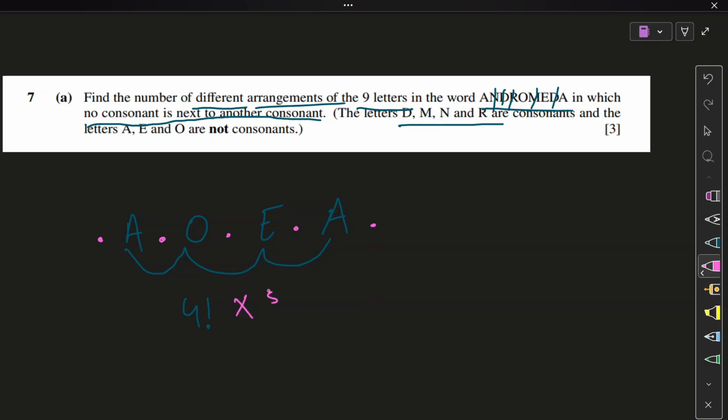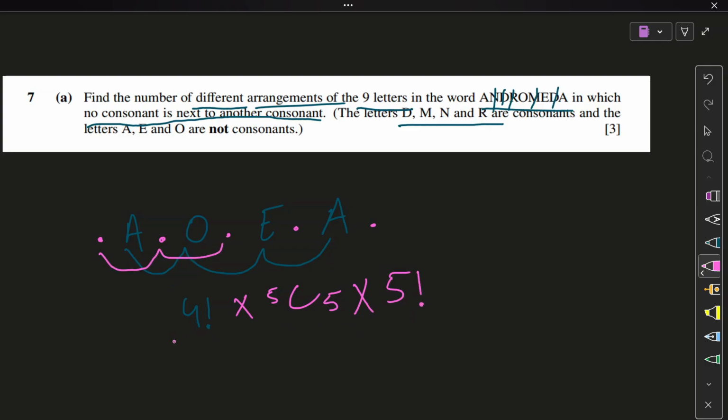And out of those 5 positions, I have how many consonants? 1, 2, 3, 4, 5. So I have 5 positions. All 5 will be occupied by the consonants, and all those letters can move about their own positions. So that's going to be 5 factorial.